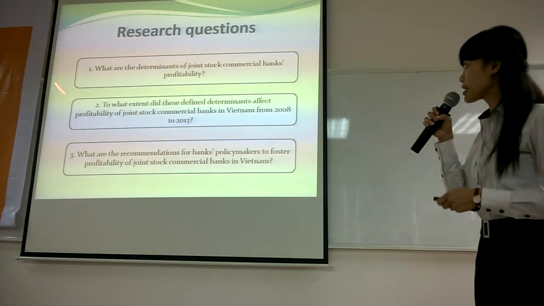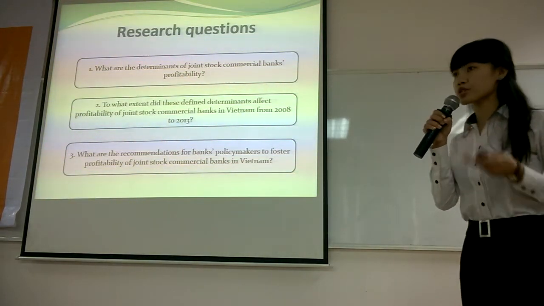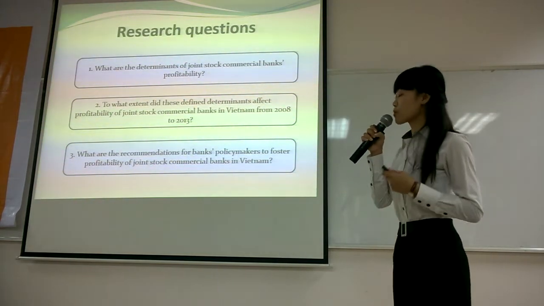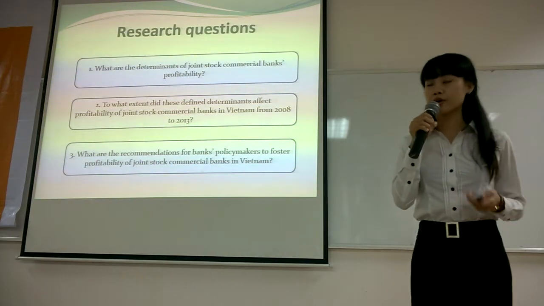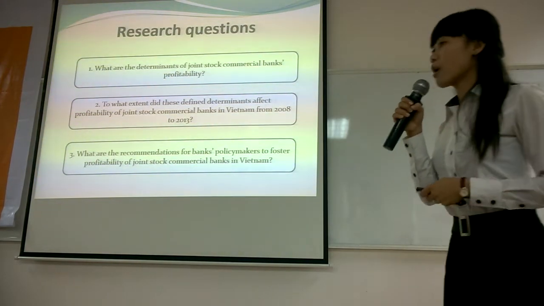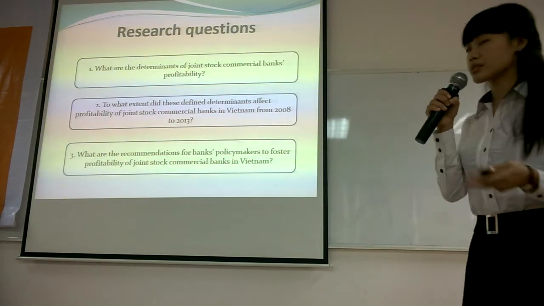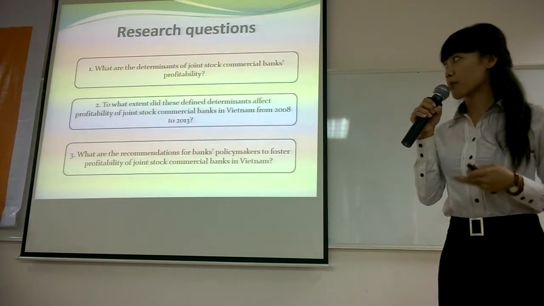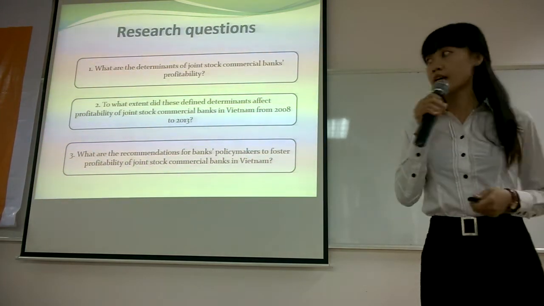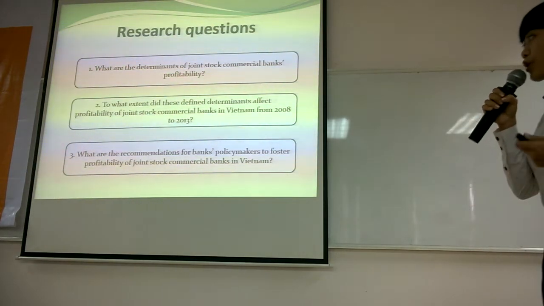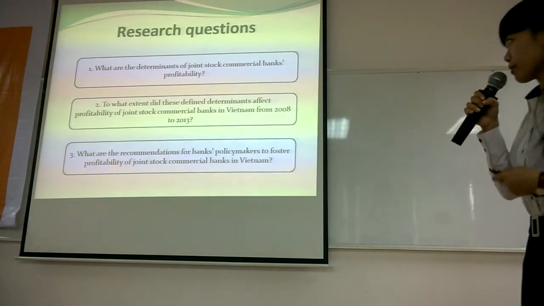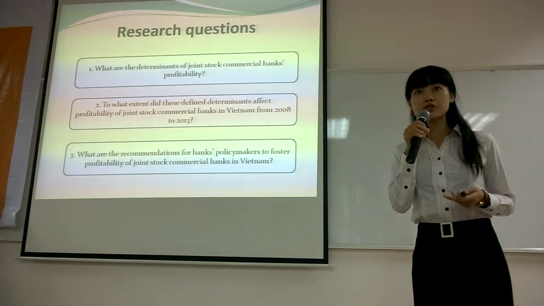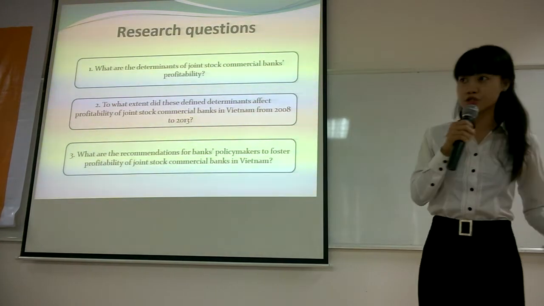We have 3 main research questions. The first query: all internal and external factors of the determined joint stock commercial banks in Vietnam will be defined accurately and precisely. Another question is, to what extent do the defined factors actually influence the profitability of joint stock commercial banks in Vietnam over the last 5 years? So finally, we provide some solutions and implications for bank policy makers with the purpose of enhancing and gaining much more return in the future.